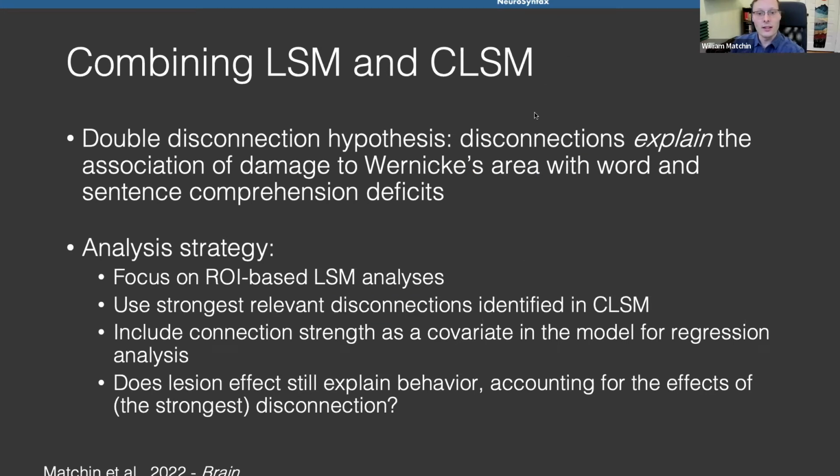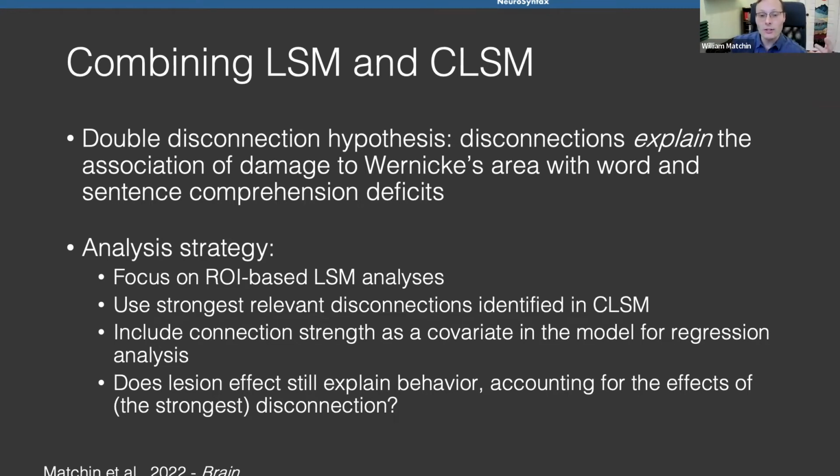Right, so the idea here, to reiterate Mesulam et al.'s idea, is that the disconnections are the explanation for the association of damage to Wernicke's area with word and sentence comprehension deficits, right? So the question here is not, are there disconnections, for example, of the anterior temporal lobe for word comprehension, or maybe subthreshold disconnections of frontal lobe associated with sentence comprehension deficits? The question is, do those disconnections explain the lesion effects that show up in Wernicke's area?